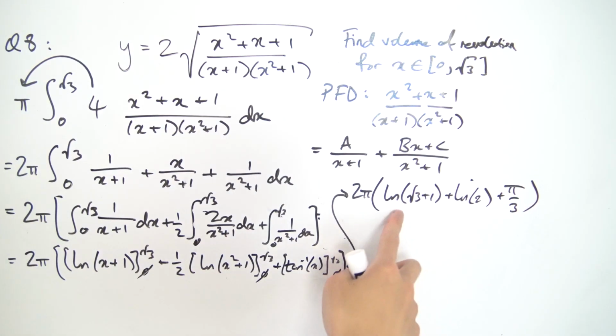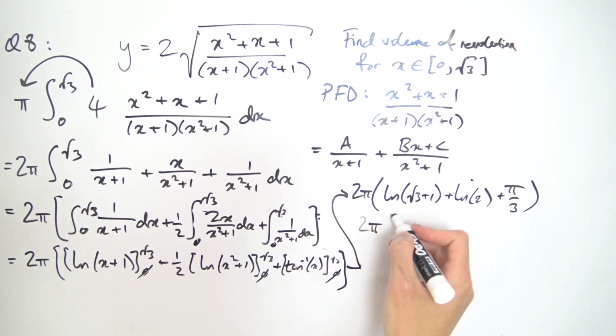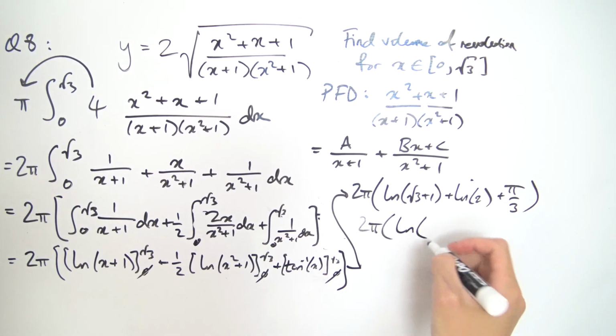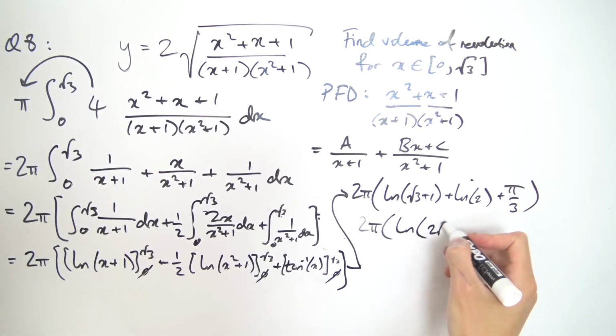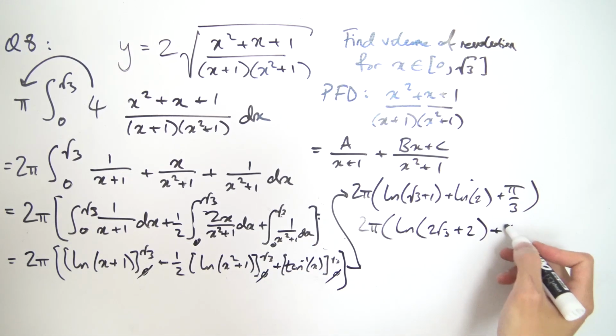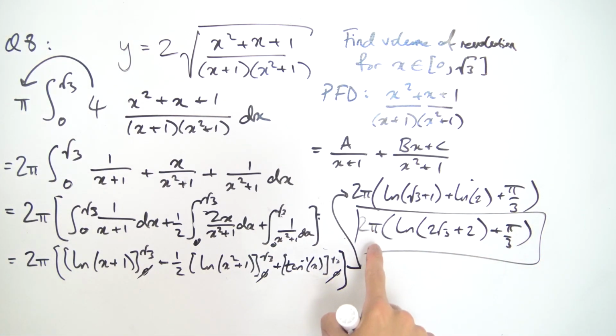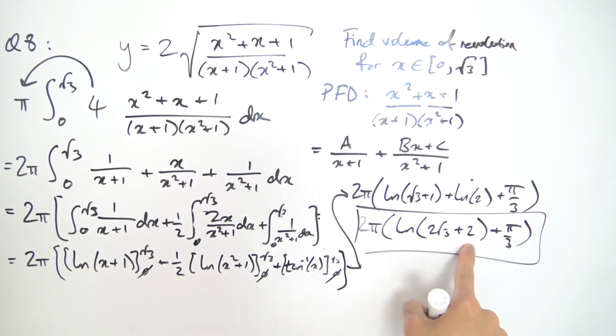And now what we can do is combine these two natural logs together using natural log properties, and we get 2 pi natural log. 2 times root 3 is 2 root 3 plus 2, and then plus pi over 3, and that's the answer. They also want it in this form. They wanted it in the form 2 pi natural log of some constant plus some constant. So yeah, this form works.